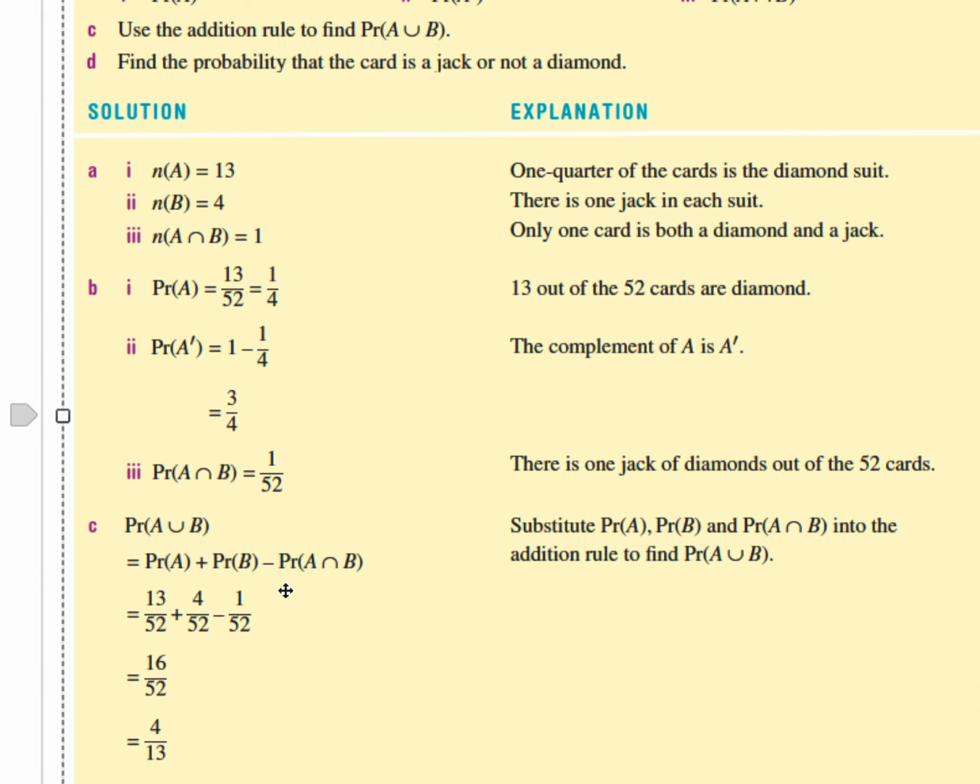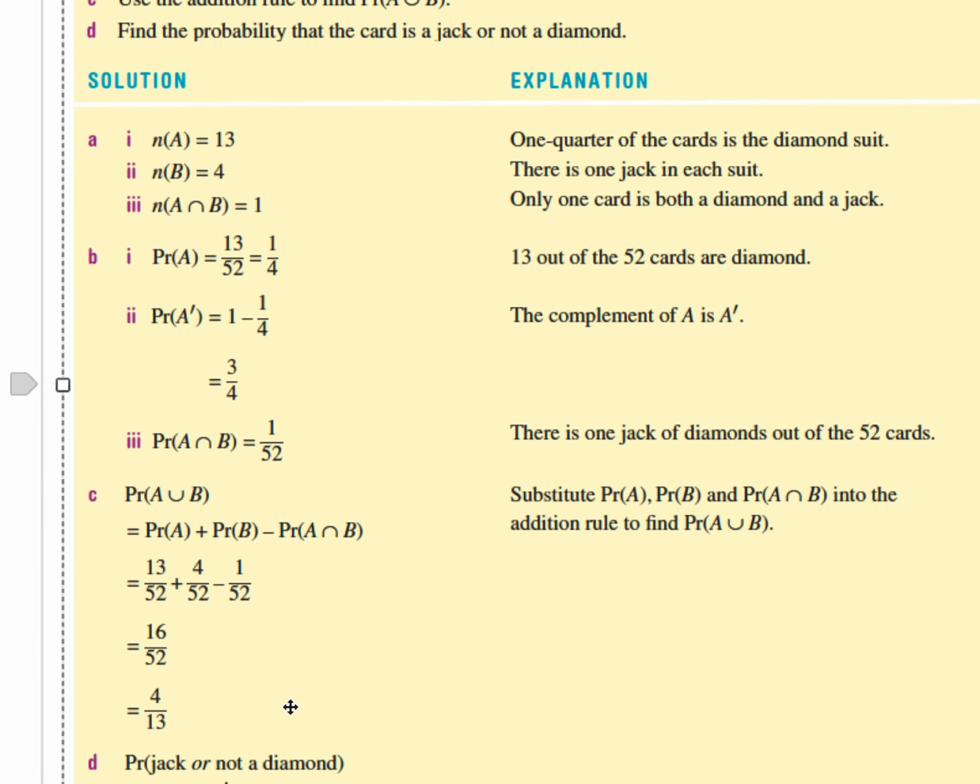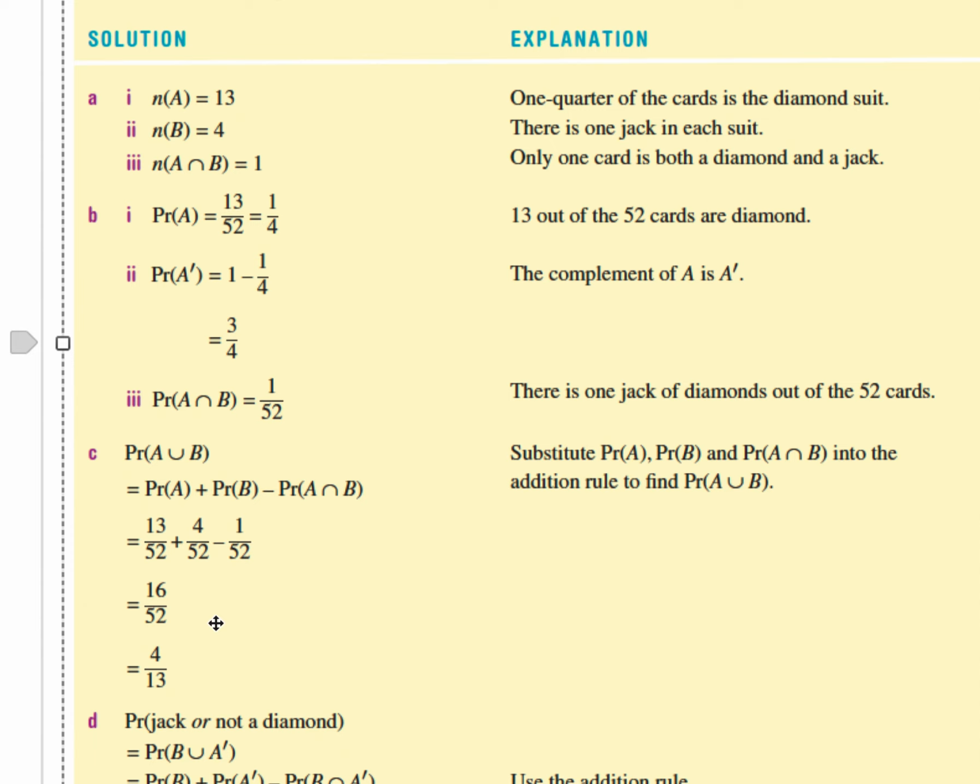I'm then going to minus the probability of A and B. So that center bit that we account for twice when we add these two probabilities together. So that's going to be minus 1 over 52. We end up getting 16 over 52, which we can simplify to 4 over 13.